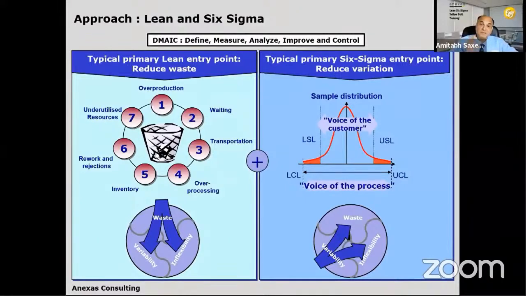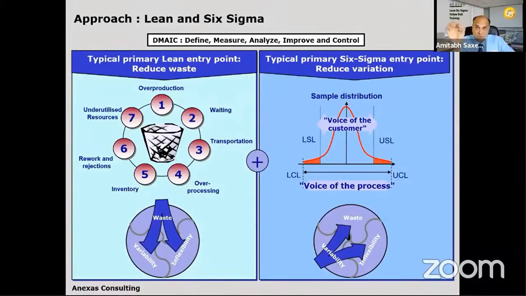What is Six Sigma? Six Sigma is about understanding what the customer wants, understanding the specification limits of the customer, and then trying to deliver to the customer within the specification limits set by the customer.